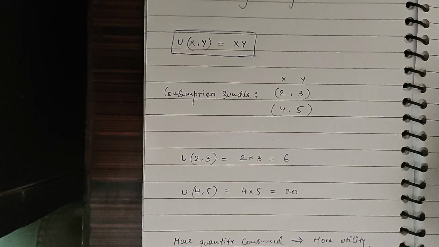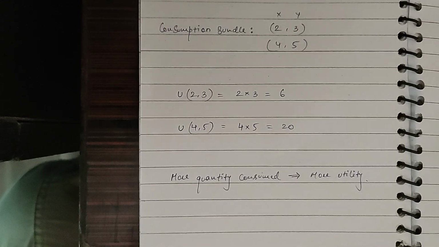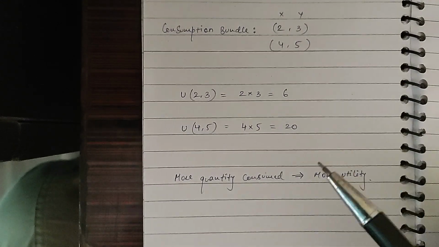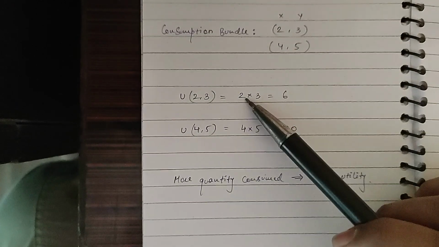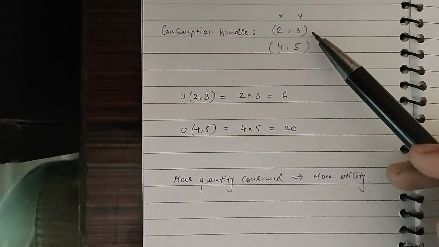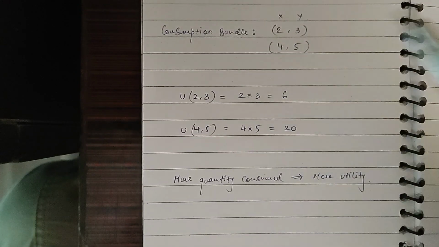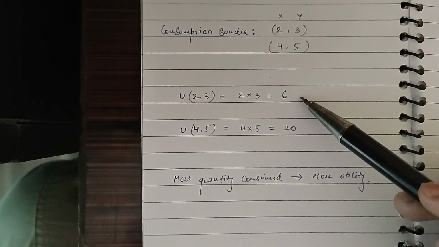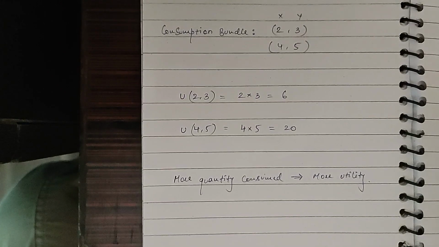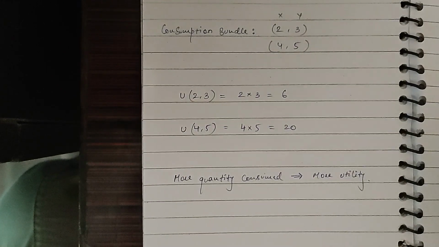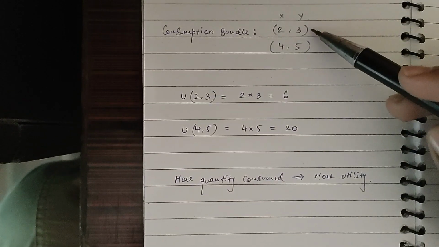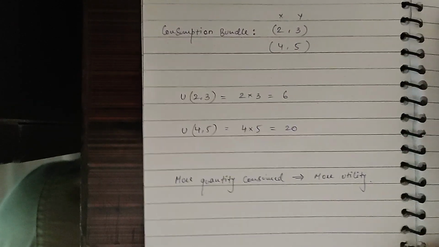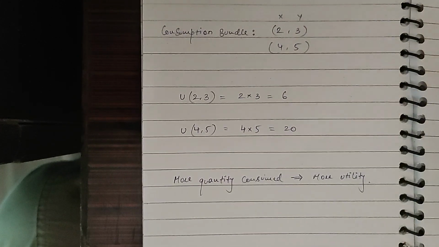Now if we plug in the values of these consumption bundles into a utility function, what do we get? Well, for first consumption bundle, if we put in value 2 in place of x, and if we put in 3 in place of y, we get the level of utility which is of 6. What does it mean? It means that a consumer, when he consumes the consumption bundle (2, 3), he would get the level of utility which is equal to 6.